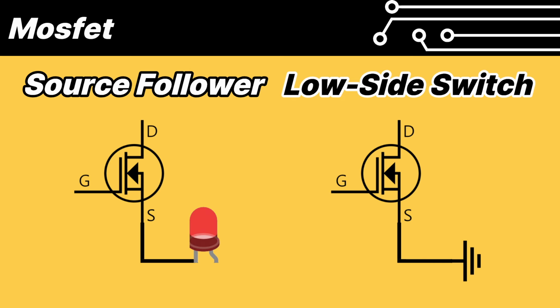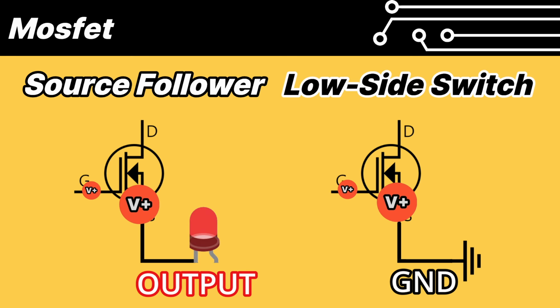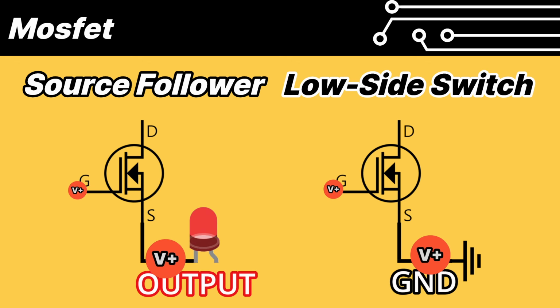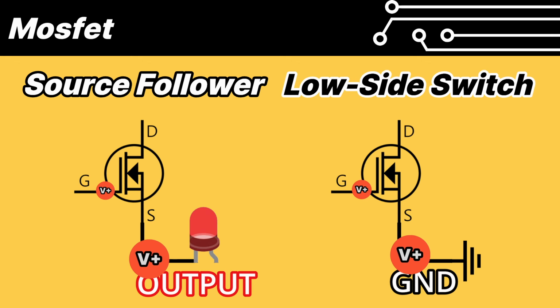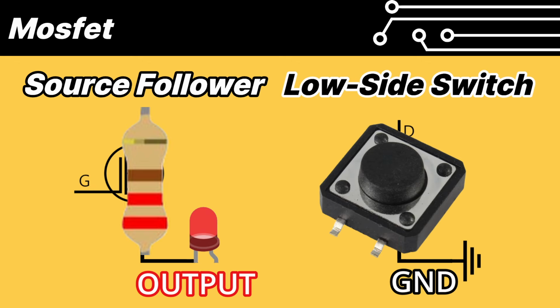The MOSFET also has two main configurations: the source follower configuration and the low-side switch configuration. The difference lies in whether the source is connected to the output or connected to the ground. This connection method determines whether the MOSFET operates like a resistor or like a switch.